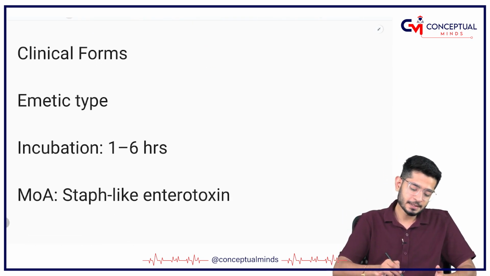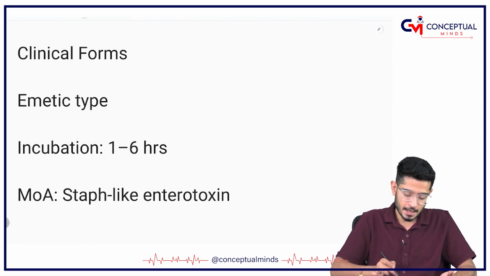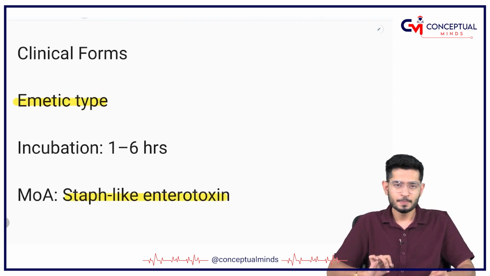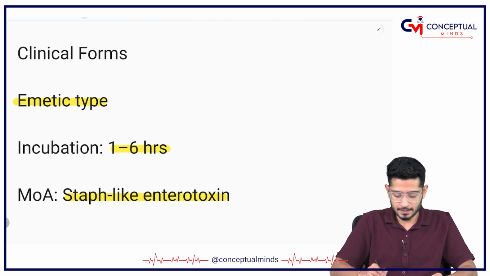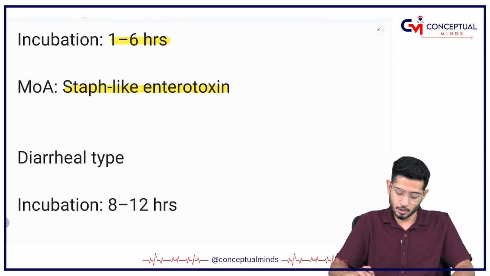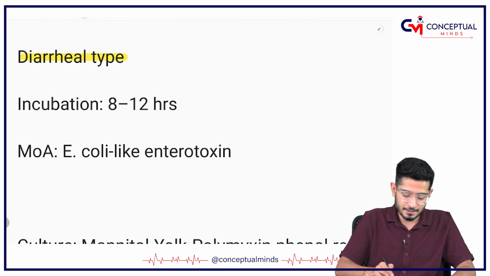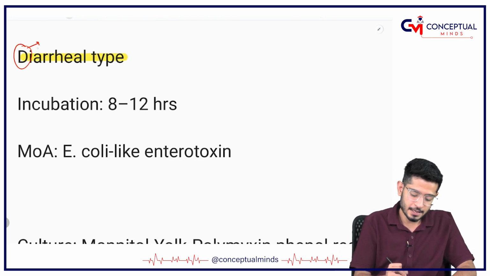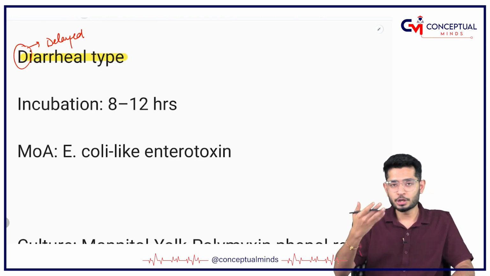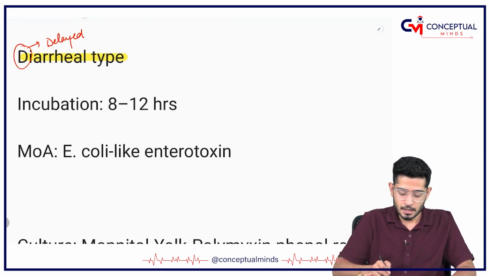Okay. So, it has got two types. One is the emetic type. So, this emetic type is just like staph. Why? Because the incubation period is very less, just 1 to 6 hours. Okay. But the other one is diarrheal type. So, D for diarrheal, D for delayed. That means it is going to show the symptoms a little late, like 8 to 12 hours, and this is just like E. coli. So D and E come together, so E for E. coli.